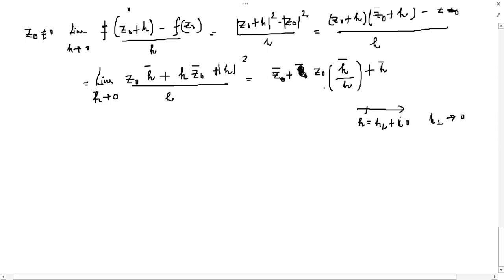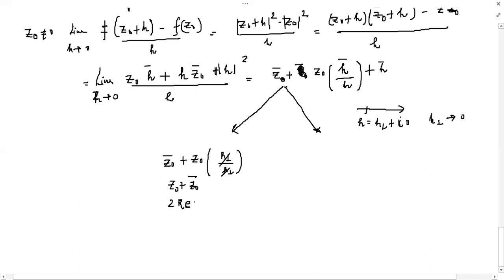So if I move along the real axis, what will I get? Let me write two different paths, and let us see if h approaches 0 along two different paths, what would be the answer. It will give me simply z naught bar, and this term will turn 0, that is fine. Now this is z naught divided by, what is this? This would be h1 divided by h1. So you'll simply get the answer as z naught plus z naught bar, which is nothing but 2 times the real part of z naught.